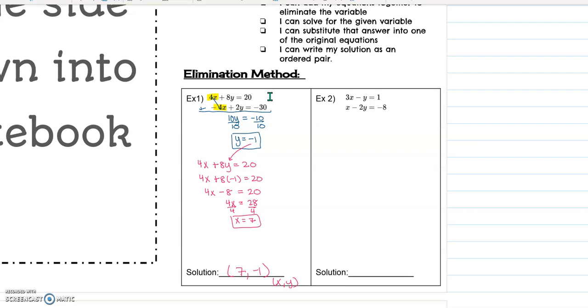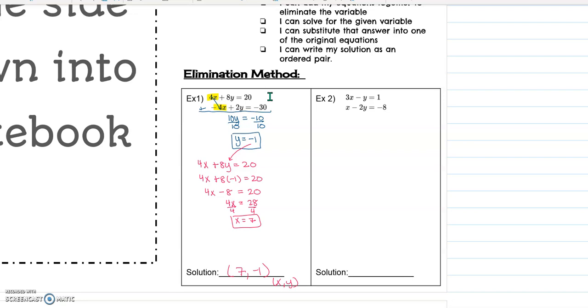All right, go back and pause and replay if you need to go over any of these again. If not, let's move on to example 2. Again, I want to find opposites. So notice there are no opposites. We have 3x and a positive x, negative y and a negative 2y.